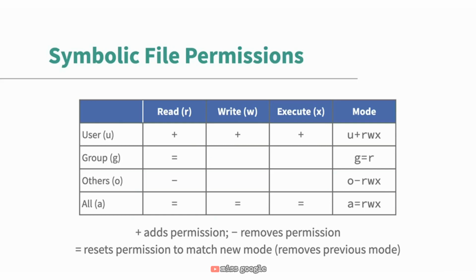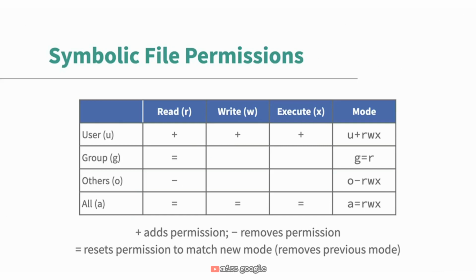So, for example, to set the owner or user permissions for a file to read, write, and execute, I would use chmod u+rwx. To set my group permissions to only read, I would use chmod g=r. And to remove read, write, and execute from others, I would write chmod o-rwx.